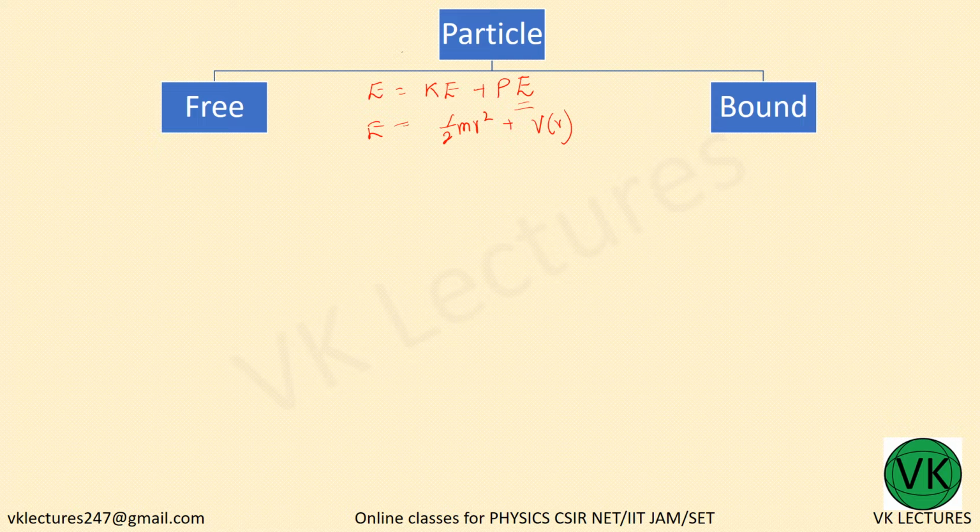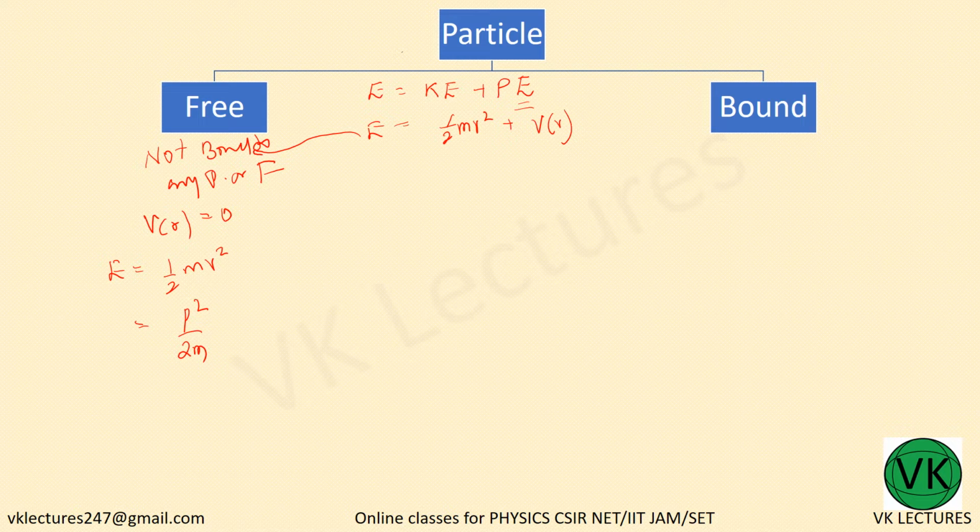Now if the particle is free, it means that it is not bound to any potential or force, which means V of r is equal to 0, and so energy is nothing but half mv square, or in terms of momentum, we can write p square divided by 2m.